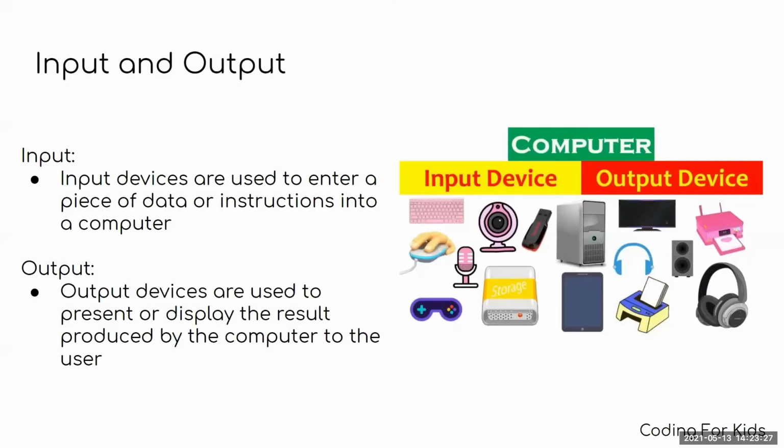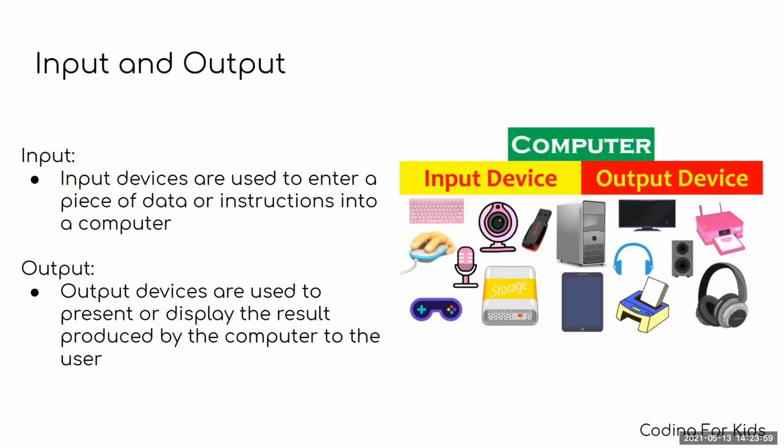So first, let's look at input and output. Input devices are used to enter a piece of data or instructions into a computer. So the key word is enter. With input, you're kind of giving something in. For example, in the picture I have right here, you could see that we have a microphone. In this case, I am using a microphone to record this video. So I am giving my voice in the microphone.